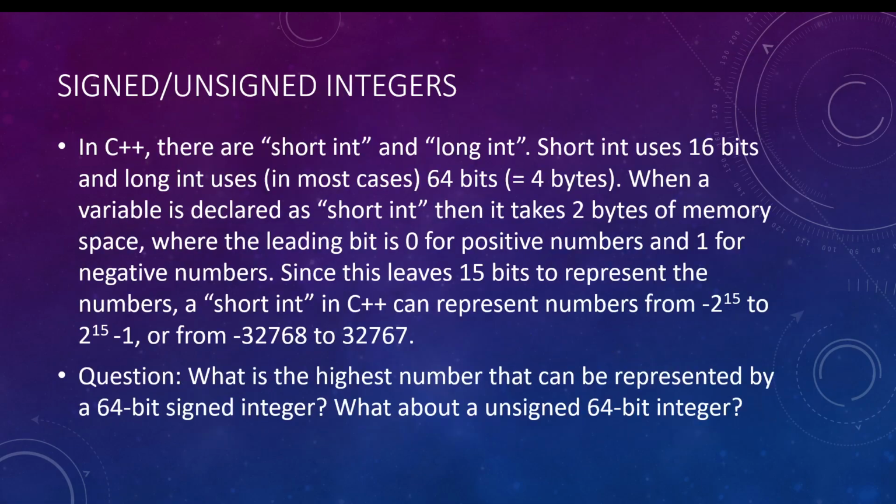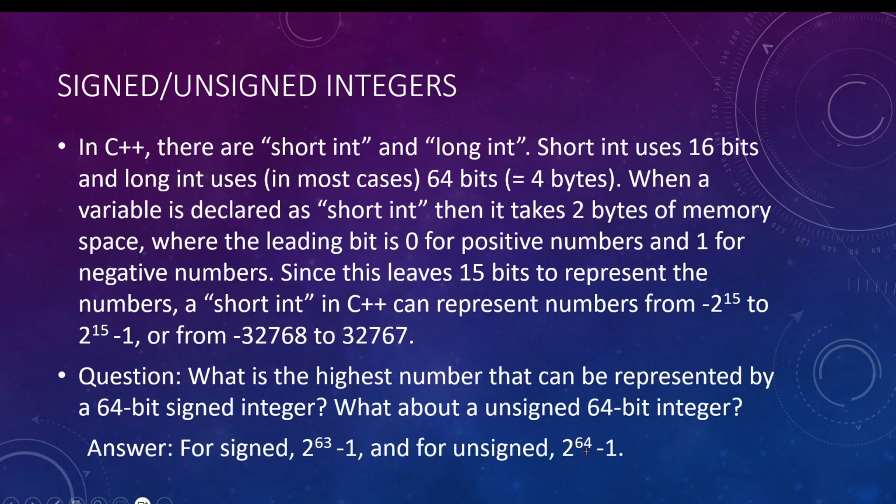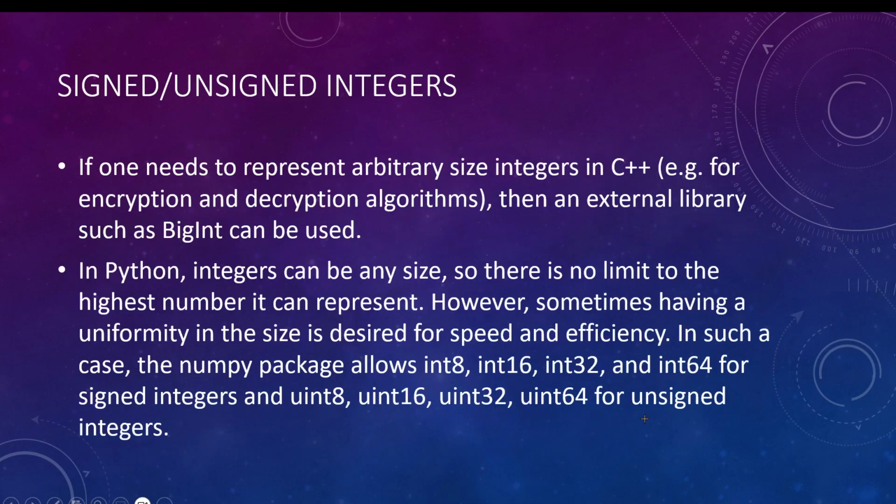Because the very first digit is used for a sign. It's plus or minus, so that signed integers can represent negative integers. Yeah. But unsigned 64, it's 2 to the 64 minus 1. Okay. Now, if you want to go higher, and that's definitely used for encryption and decryption algorithms.